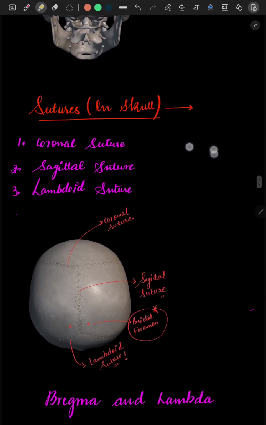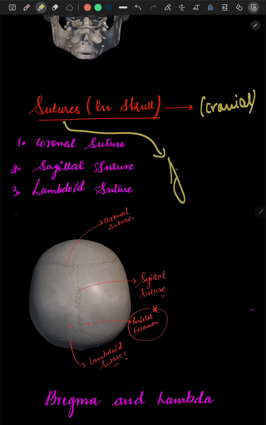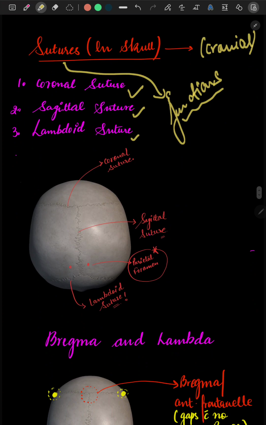Now coming to the different sutures we see in the cranial component. In the cranial component of the skull there are certain sutures. These are junctions where two bones meet or fuse. The three more important sutures are the coronal suture, sagittal suture and the lambdoid suture. Which one is the coronal suture? This is your frontal bone, this is your parietal bone, this is the occipital bone.